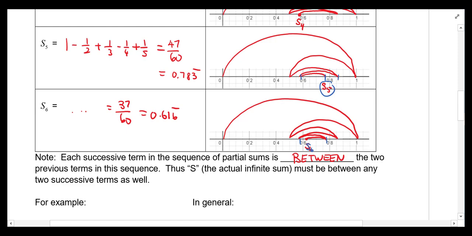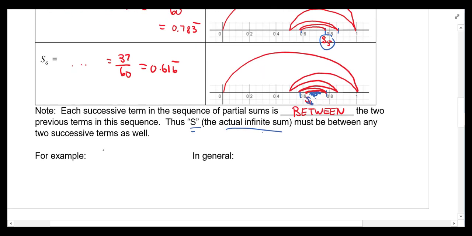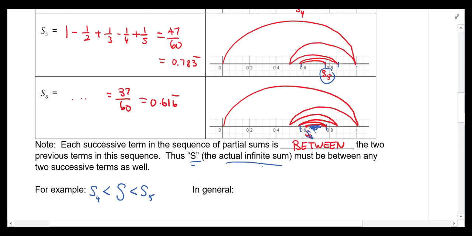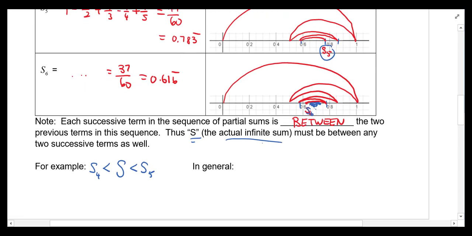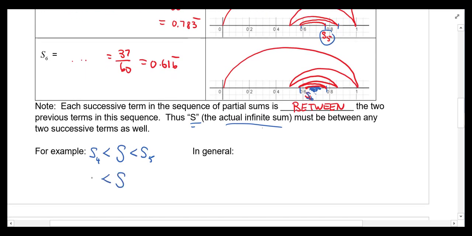So thus, what you can see is that the actual infinite sum, that's just S, not S sub whatever, must be between any two successive terms as well, right? I'm going to be going back and forth like this, hopefully converging on the actual sum. So we've seen that, for example, the actual sum could have been between the fourth term and the fifth term. Or in the last example here, the actual sum is between the sixth term and the fifth term.